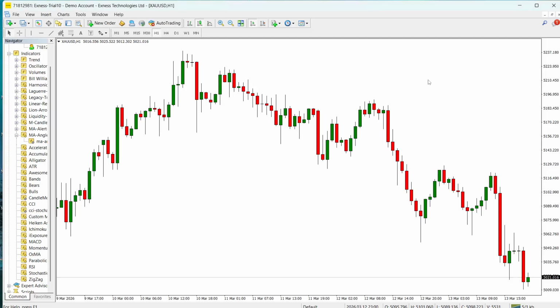Hello traders. Today we are looking at the ME angle 2 indicator from MetaTrader 4, and I'll show you how this moving average slope measurement tool works on your charts.